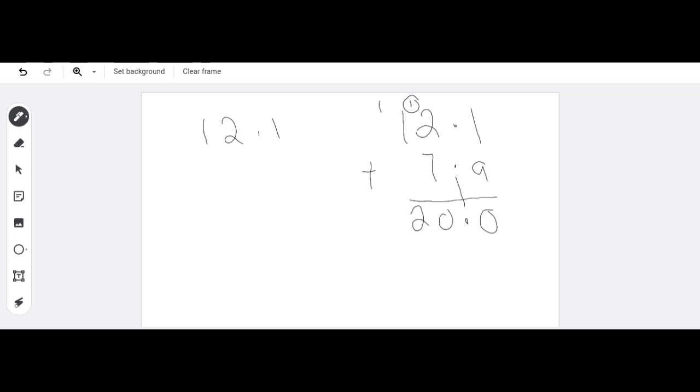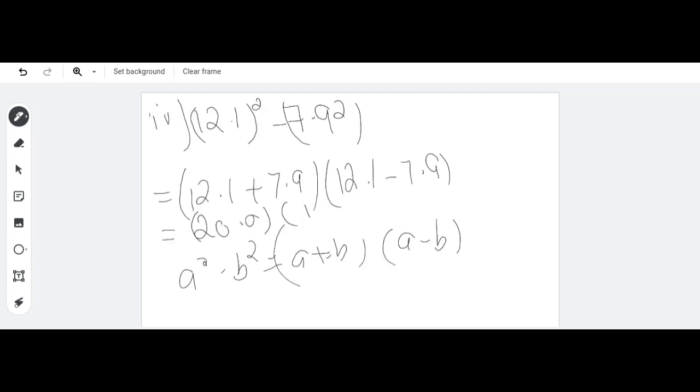12.1, 7.9. Subtraction. Okay. Can I solve 1 with 9? No. I have to borrow. It will become 11. 11 minus 9? 2. Yes, ma'am. And then the point here. Then 11 minus 7. 8, 9, 10, 11. 4. 4.2. Look, I got the answer 4.2.